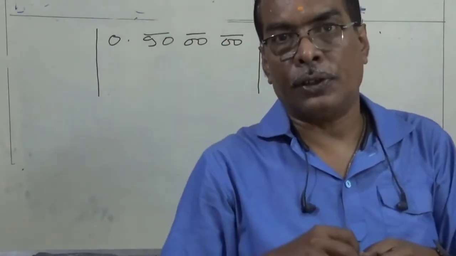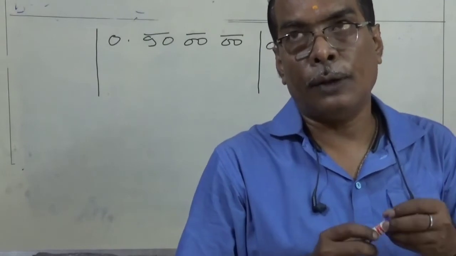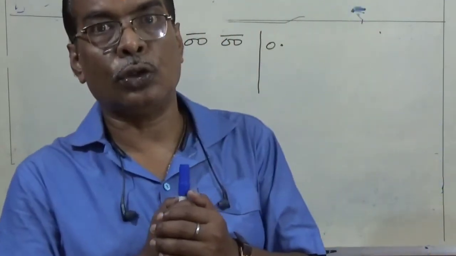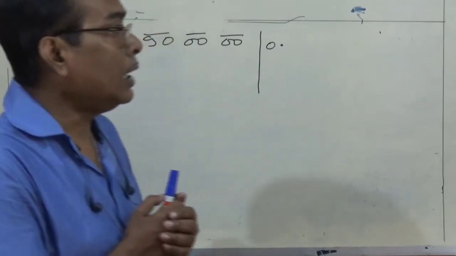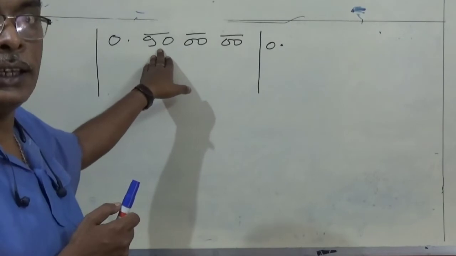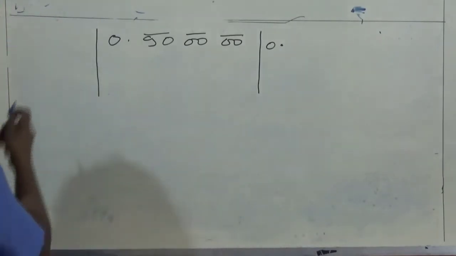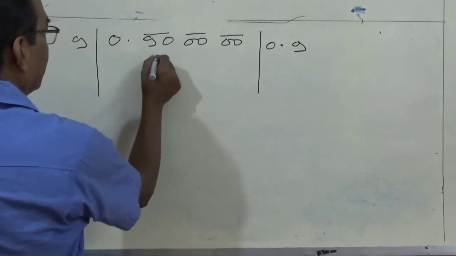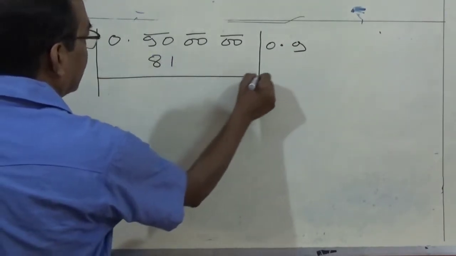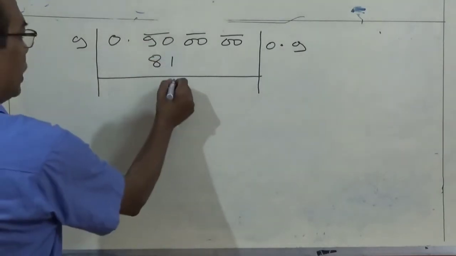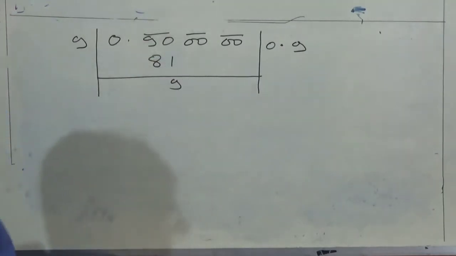Now pairwise divisions. 5 5s are 25, 6 6s are 36, 7 7s are 49, 8 8s are 64, 9 9s are 81, and obviously 10 10s are 100. So 9 9s are 81. Write here 9, write here 9, and this is 81. Now take the subtractions. How much will come? It will be 9, nothing is left.